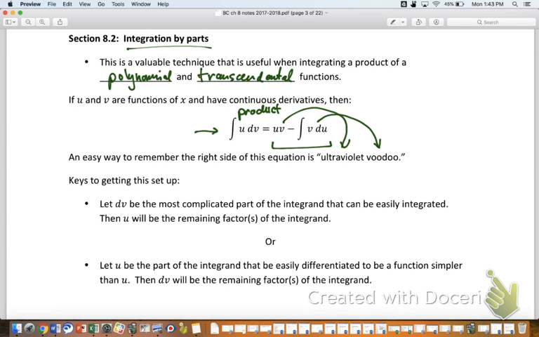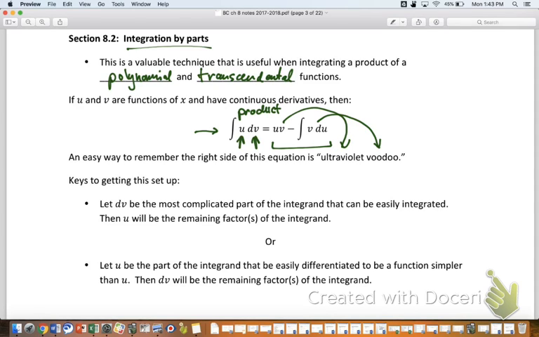So u times dv, so u is going to be some function in terms of x. No idea what that could be at this point. Some polynomial, some transcendental, could be a lot of stuff. dv is going to be the other one. It's literally the antiderivative of some product, where u is one factor and dv is the other factor. So like x squared would be u, and then like ln x could be dv? Are you referring to one of those other ones?